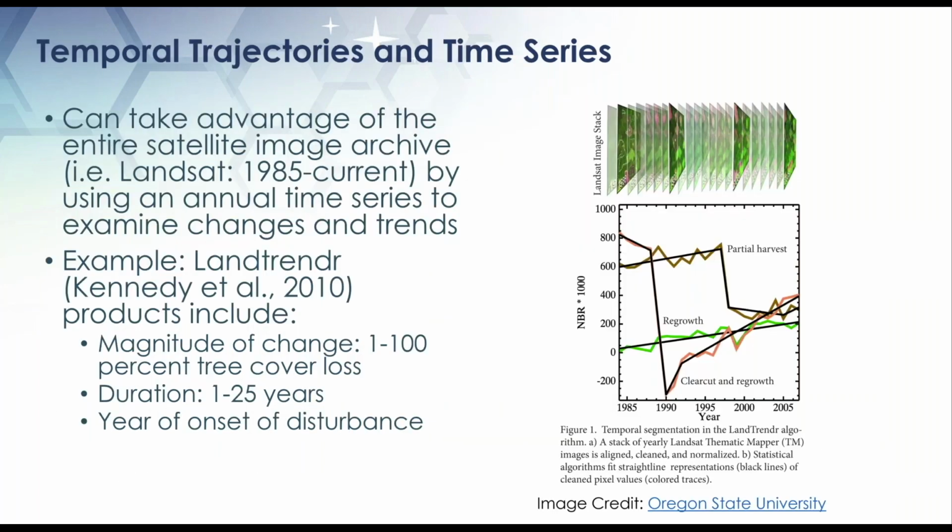Recent developments in change detection methods take advantage of the entire freely available Landsat archive by using monthly or annual time series to look at changes or trends. While in the previously described method, you would only use maybe 2, maybe 3 image dates, in this method, you can use 20 or 30 or more image dates. So this method allows the capture of short duration disturbance events as well as long-term disturbance trends.